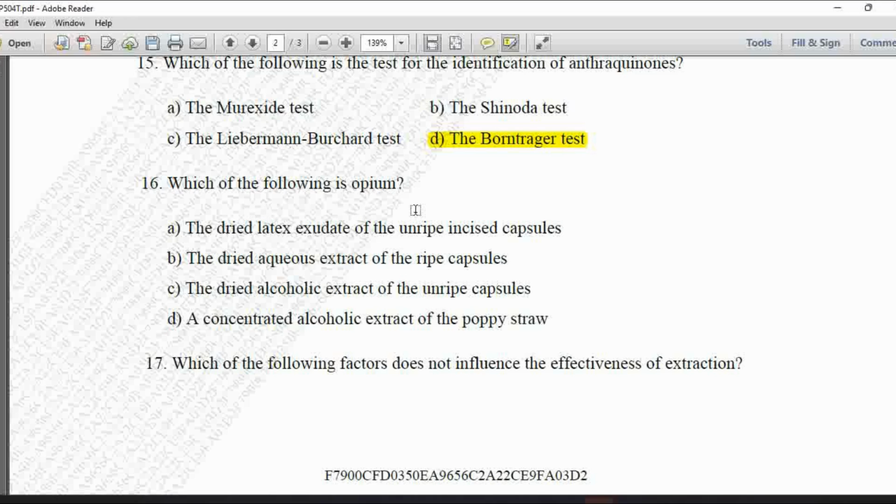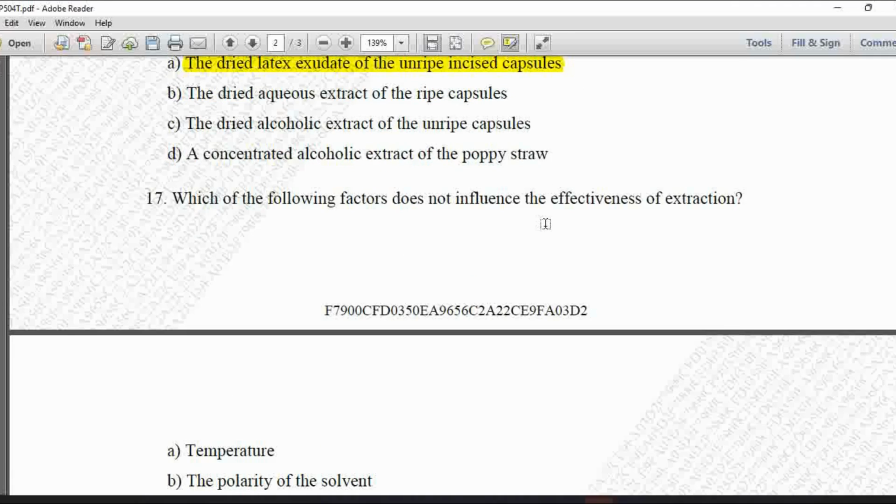Next MCQ, which of the following is opium? Option A is dried latex exudate of the unripe unsized capsule. Option B is the dried aqueous extract of the ripe capsules. Option C, the dried alcoholic extract of the unripe capsules. And option D is a concentrated alcoholic extract of poppy straw. So here the correct description of opium is the dried latex exudate of the unripe unsized capsule. So option A is correct.